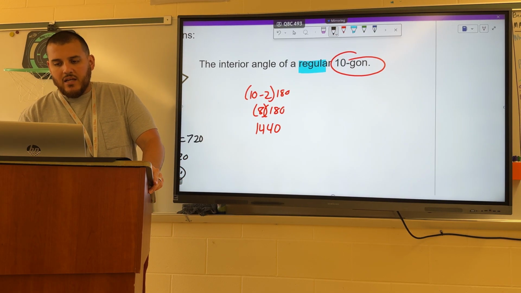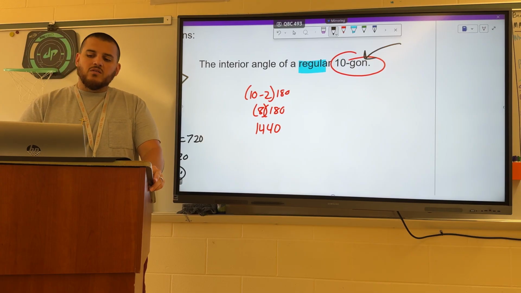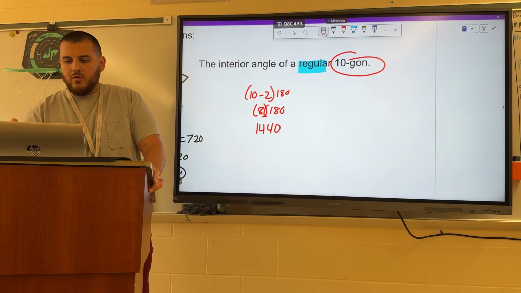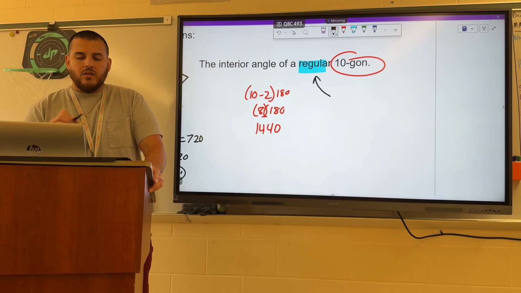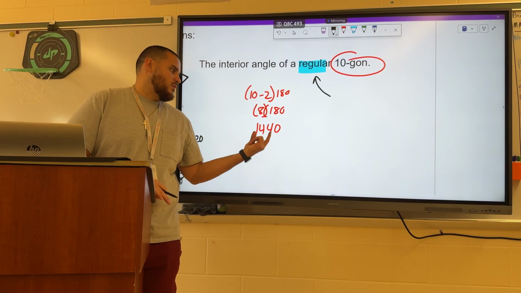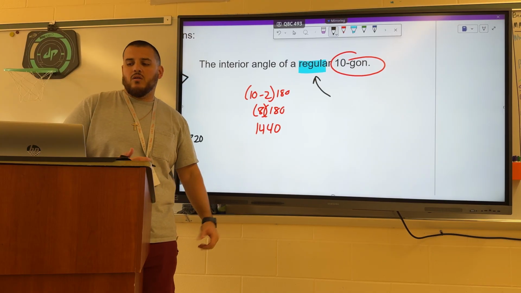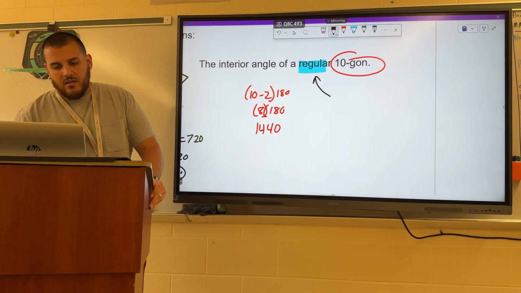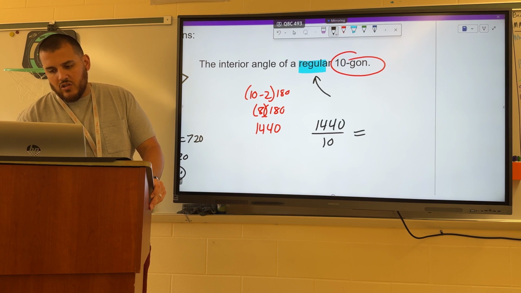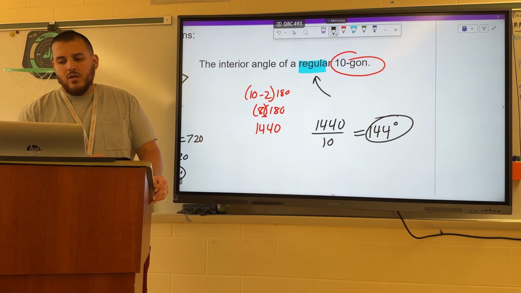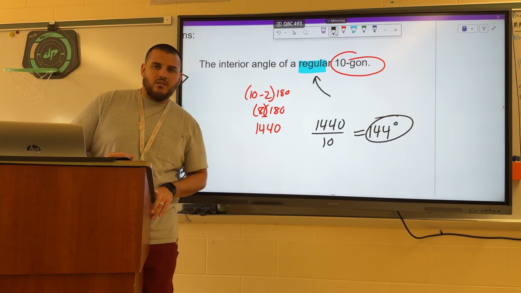1,440. And again, because all of the angles are congruent, I meant to point an arrow here because that's what regular means, then all we have to do is divide this by 10. That amount of degrees is evenly split to all 10 angles inside of our figure. So 1440 divided by 10 tells me each individual angle in this regular decagon, 10-sided shape, will be 144 degrees.